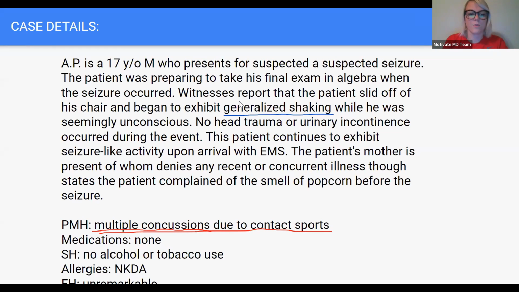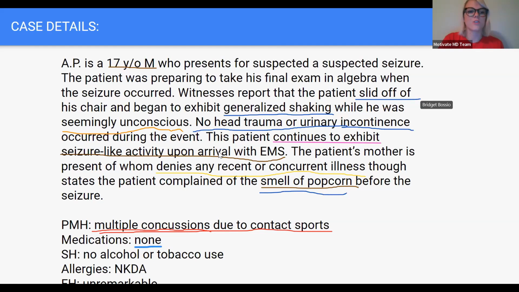Good. So we have people honing in on that multiple concussions. Good. No head trauma, exactly, or urinary incontinence. I agree with that. I think that is, in fact, a pertinent negative. We would call that a pertinent negative. Continues to exhibit seizure-like activity. Agreed. Smell of popcorn. I agree with that as well. Denies any concurrent illness. Exactly. Still has seizure-like activity. Seemingly unconscious. Good. And he's 17. Yeah, I think you guys are highlighting the good things.